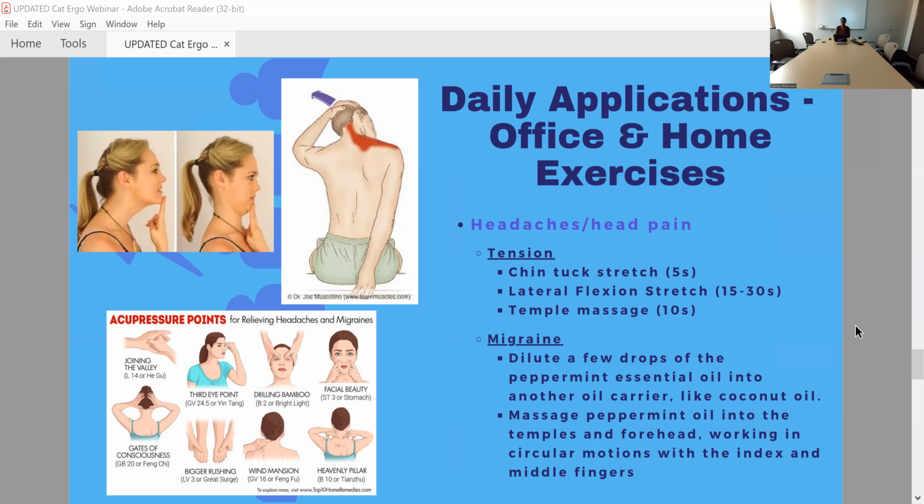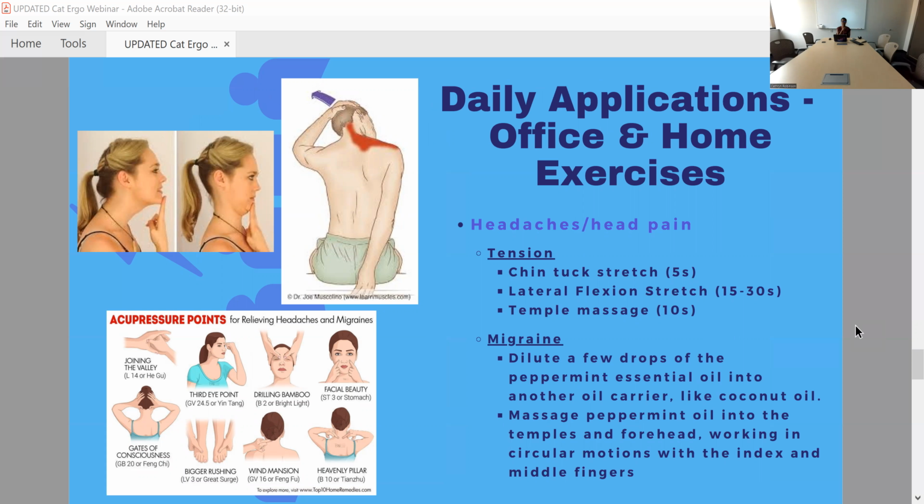So there are different types of headaches, but the most common are tension and migraine headaches. To alleviate a tension headache, you have a few options. One is to do a chin tuck stretch, which can be seen in the top left image by the woman. We can do this now.